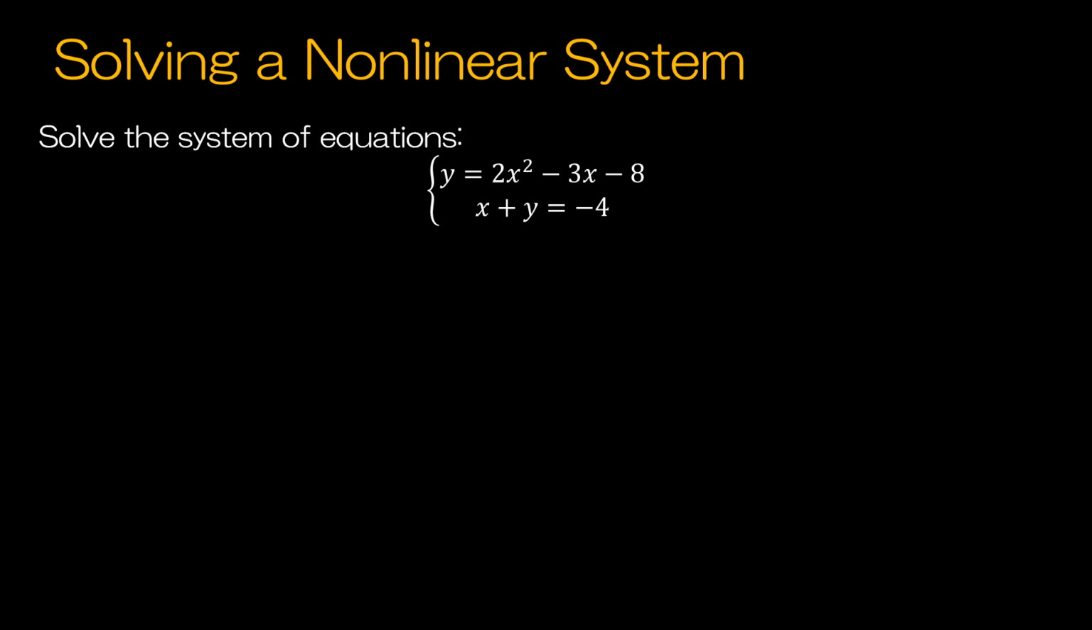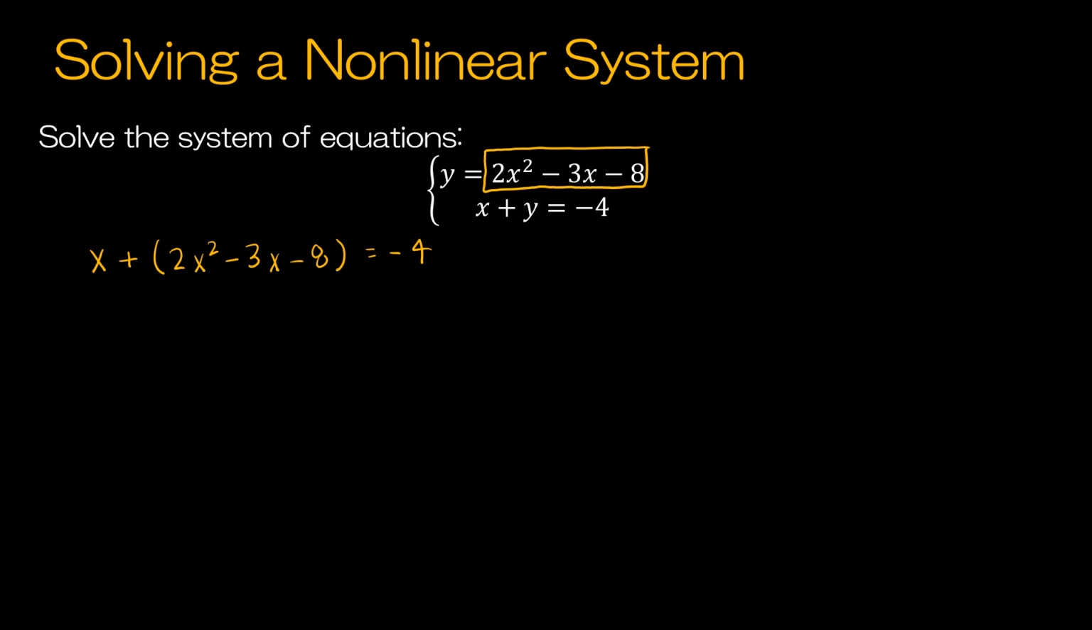Good news is you already know how to do it. You can use substitution or you can use elimination, whichever one you like best. I am going to use substitution simply because y is already isolated. So I'm going to use that second equation, x plus y is equal to -4. I'm replacing y with everything that y is equal to, 2x squared minus 3x minus 8. And then I have equals -4.